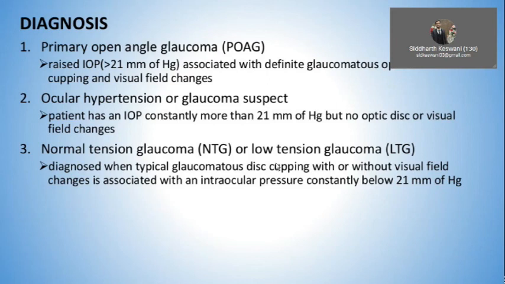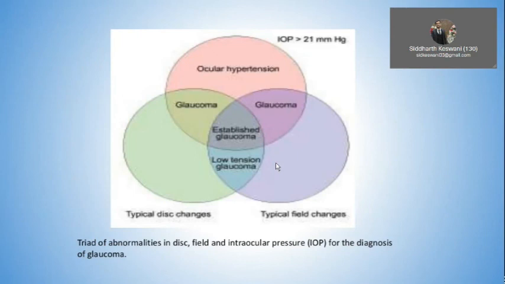Okay, this is again a picture showing ocular hypertension. So this shows the typical disc changes and field changes. This is the triad of abnormalities: the disc, the field, and the IOP for diagnosing glaucoma. These are the three important things which you need to remember.